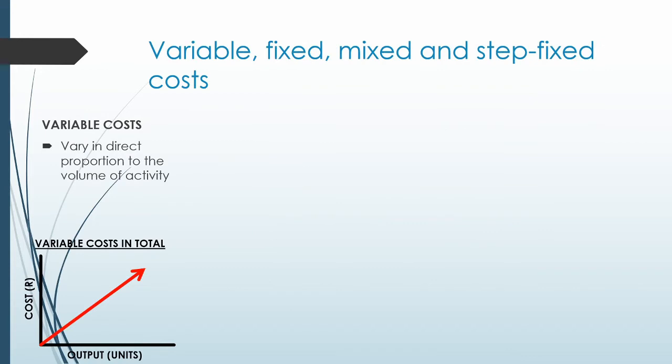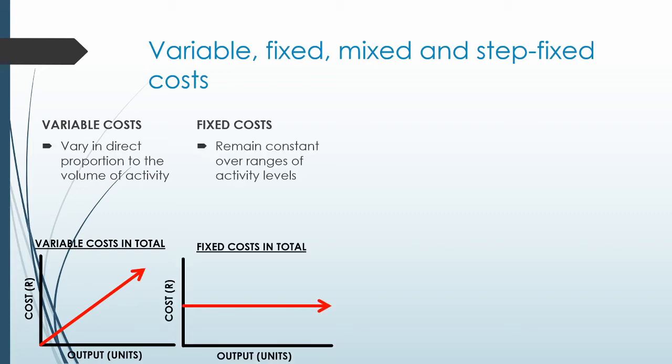Now we move on to classifying costs by the manner in which they behave when activity levels or output increases. Here we need to consider variable, fixed, mixed, and step fixed costs. We will have a short discussion on them now and consider these in further detail in our series on cost estimation and cost behavior. The first category we have are our variable costs. These costs vary in direct proportion to the volume of activity. An example would be direct materials. As we produce more of a product, we need more direct materials.